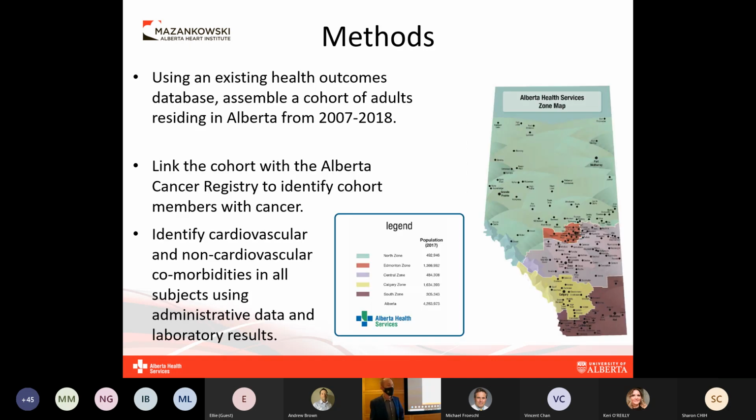What we did was use an existing database comprising all of the residents of Alberta from 2007 to 2018. We linked that database with the Alberta Cancer Registry to understand how many people in the province of Alberta developed a new diagnosis of cancer. And then we also had data on all of their cardiovascular and non-cardiovascular comorbidities as well as their laboratory results.